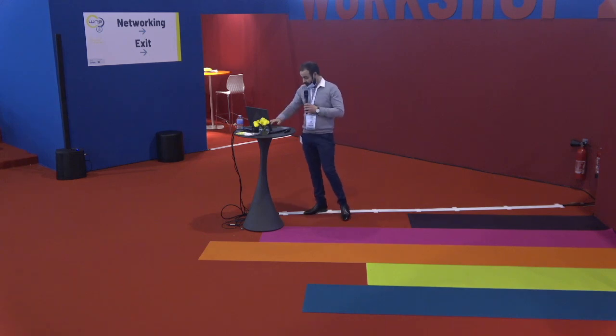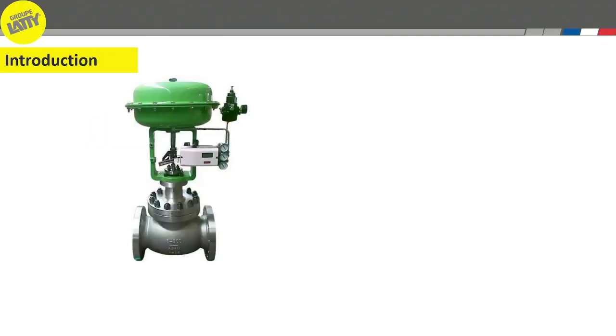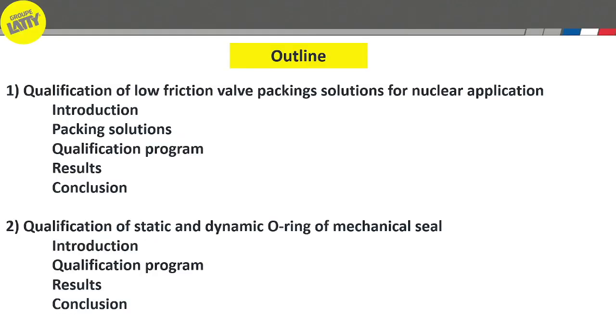So the outline of this presentation is divided into two subtopics. The first concerns the qualification of low friction valve packing solutions for nuclear application, while the second study concerns the qualification of static and dynamic O-rings for mechanical seals, which is also dedicated to nuclear application. So let's start with the first study.